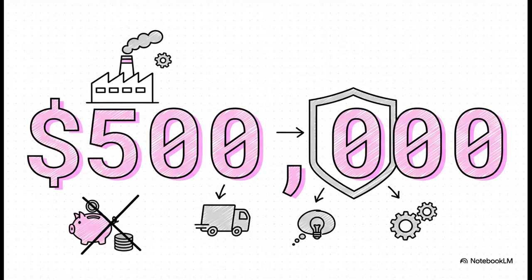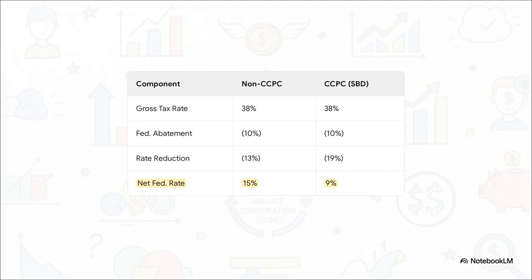This is the magic number to remember: $500,000. A qualifying CCPC gets a massively preferential tax rate on its first $500,000 of what's called active business income. And I have to stress that part. This benefit is specifically for the earnings that come from your core business, making widgets, providing services, not from passive activities like collecting rent or investment income. Let's actually look at the math, because this table tells the whole story.